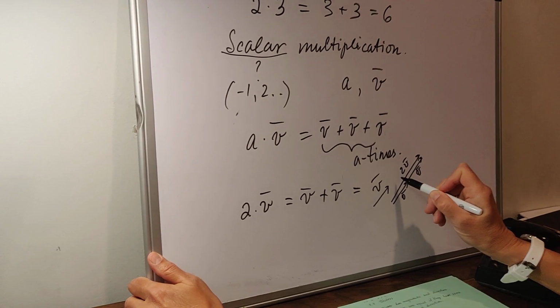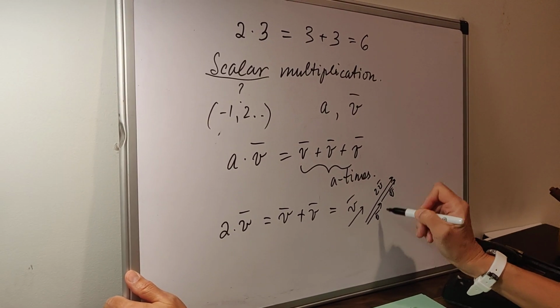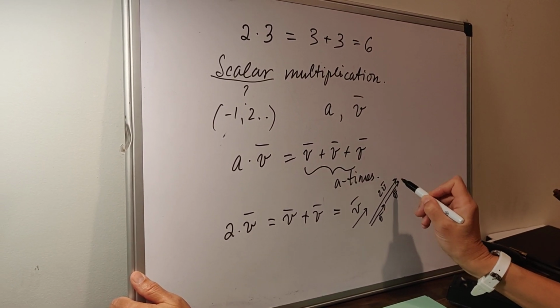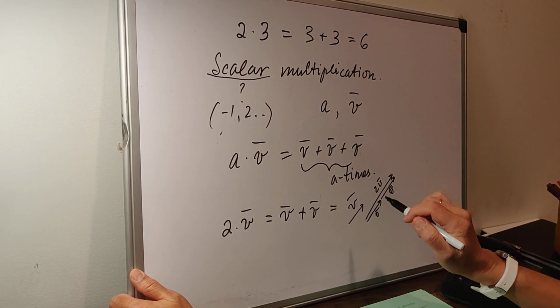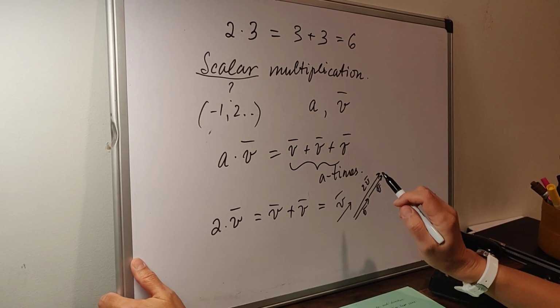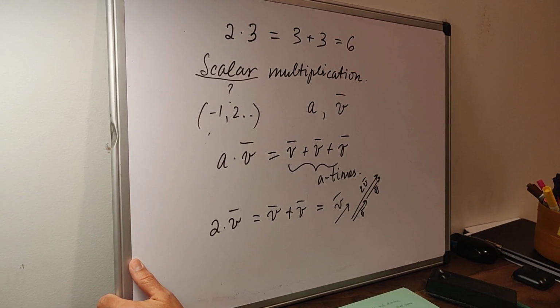So for example, if it's 1.5, you are not measuring 2 vectors V, but 1 vector V and half of the vector V. And for numbers smaller than 1 unit, it's the same. So that's going to be scalar multiplication.